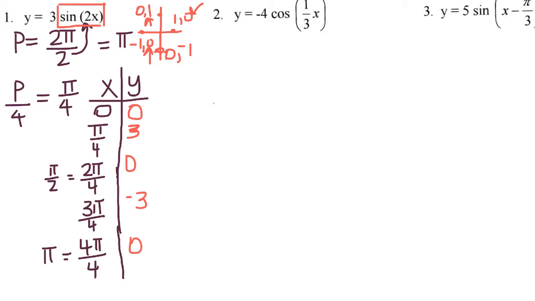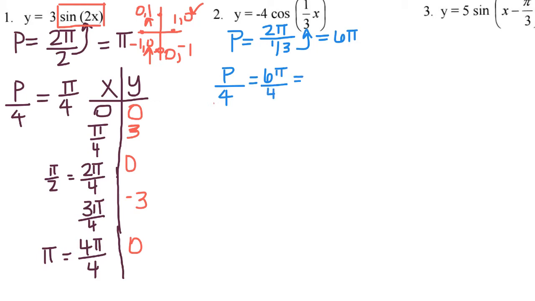So now for problem 2, again, we start it the same way. Your period equals 2 pi over b, and our b value is 1/3. And remember, when you divide fractions, you do multiply by the reciprocal, so that gives me a period of 6 pi. Now to find our x values, we do our period over 4, so that's going to give me 6 pi over 4, which does reduce to 3 pi over 2.